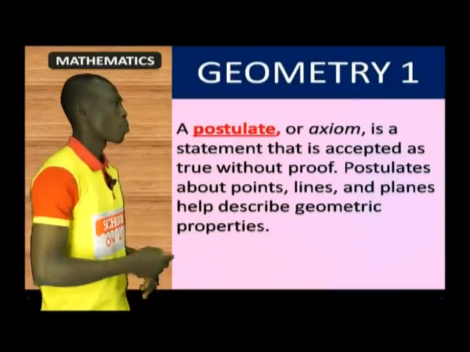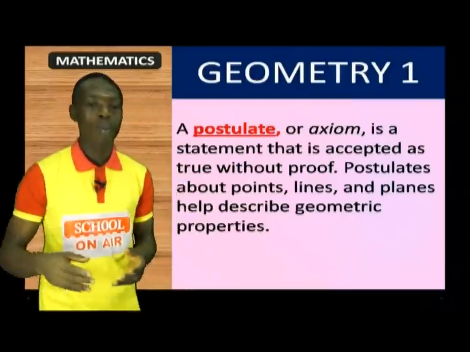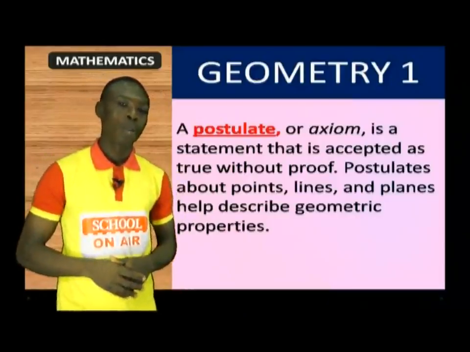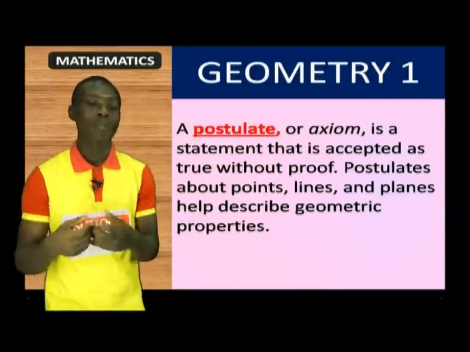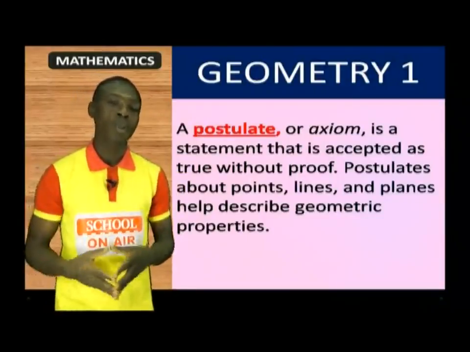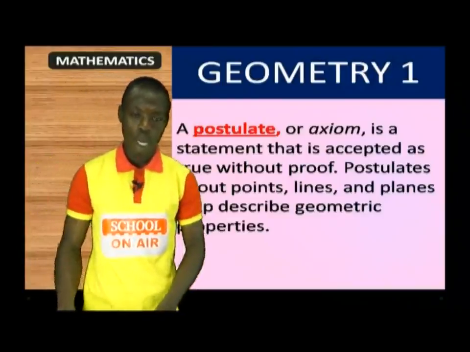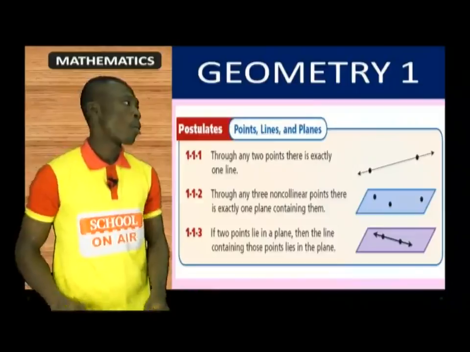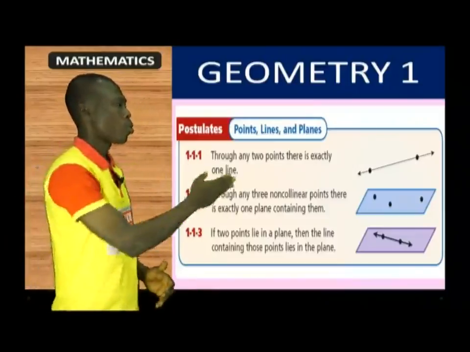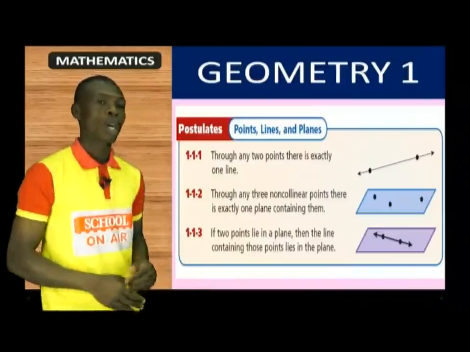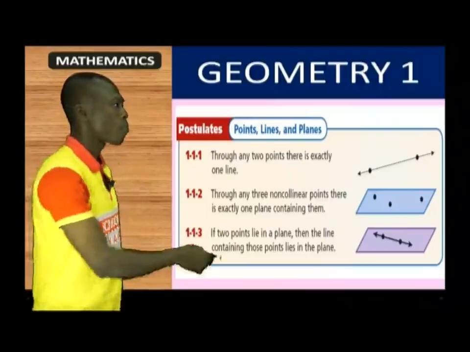And then postulates about points, lines, and planes help us to describe properties of geometry. So the axioms about lines, planes, points, we have about segments and the rest of them, help us to describe geometric properties. All right. So let's take a look at some of these postulates. The ones we are talking about now are postulates about points, lines, and planes.